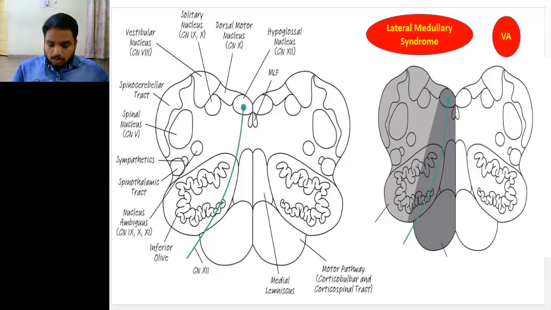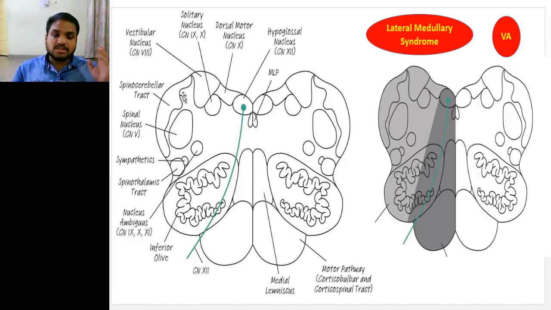So embolic occlusion or thrombus formation in the vertebral artery causes ischemia of the lateral part of the medulla, and this syndrome is called lateral medullary syndrome. It's very important, and can be kept as a long case also. So it is important that you check for the symptoms of lateral medullary syndrome. So this is due to an embolic occlusion or thrombus of the vertebral artery.